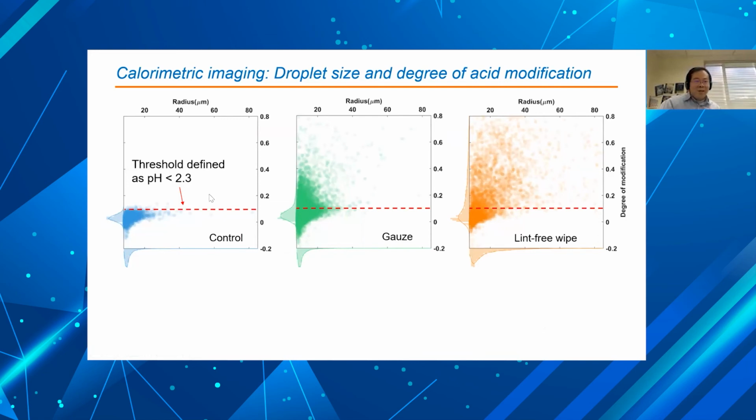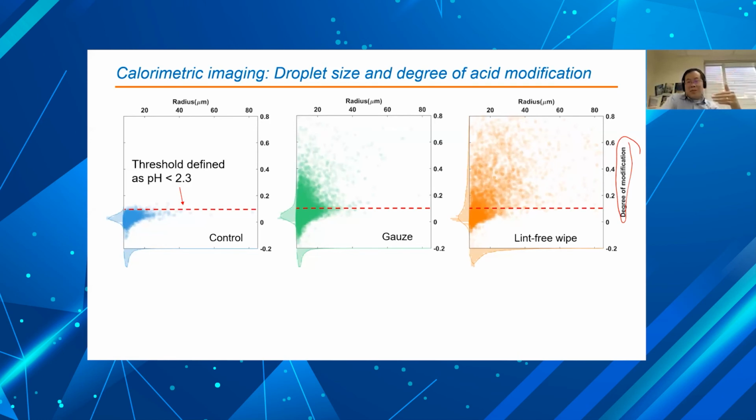Okay, so the x-axis here is basically the radius of the droplets. Each dot represents a droplet. The y-axis is the degree of modification, which is equivalent to pH or acid concentration. So we define a threshold, the red dashed line here.